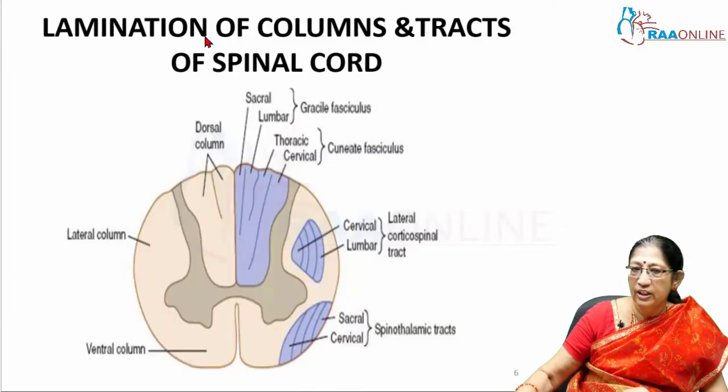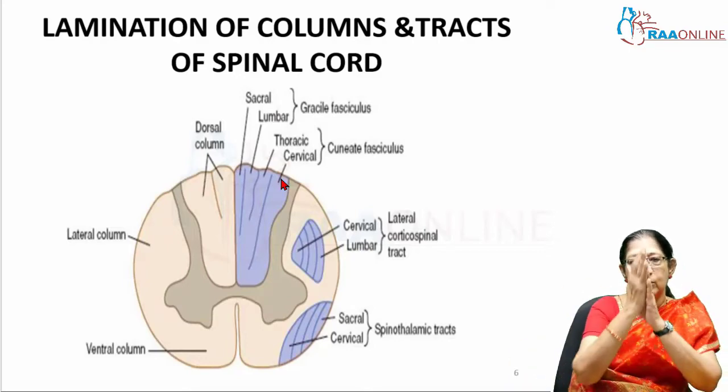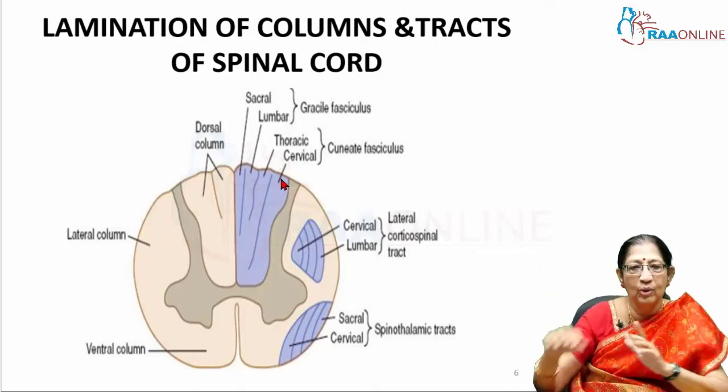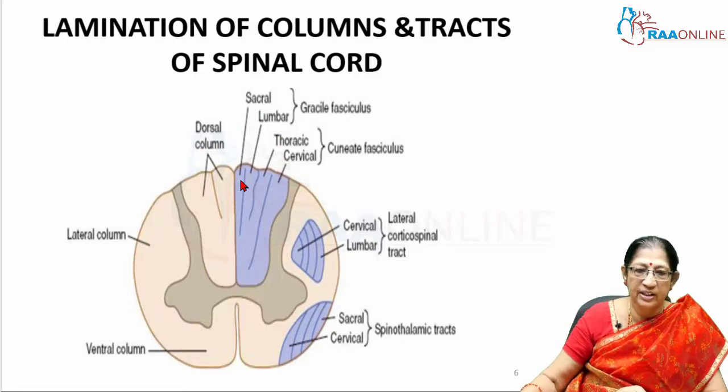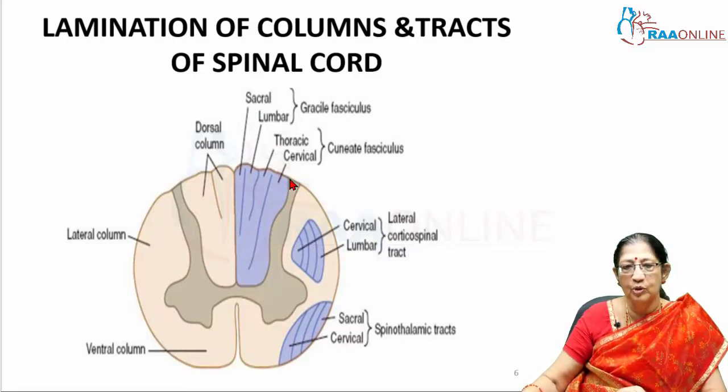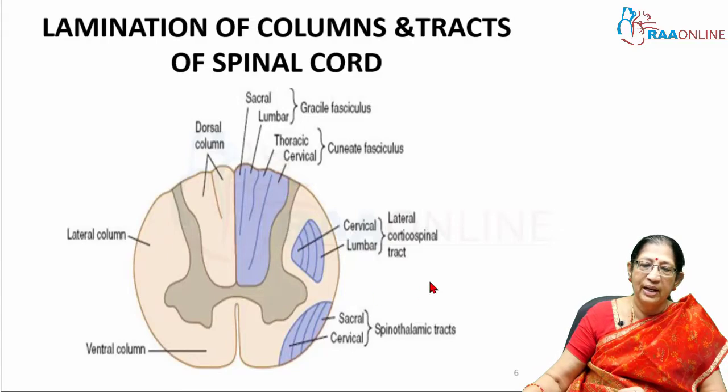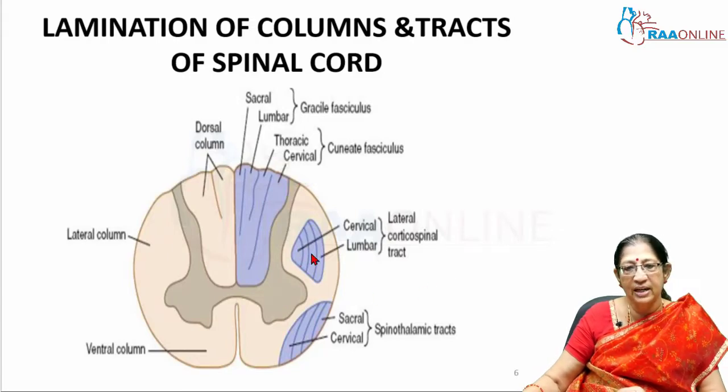So in the lamination, if you take the posterior column, the lamination is from the sacral fibers inside and outside are the cervical fibers. As the fibers from the leg come up, subsequent fibers join, and so you have a lamination in which sacral is innermost and the cervical is the outermost part. Whereas in the corticospinal tract, it is just the reverse. The cervical is inside and the lumbar is the outermost, and similar to that is the spinothalamic tract also.